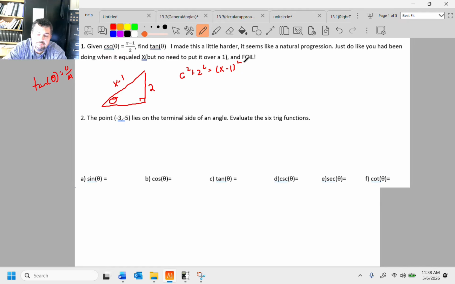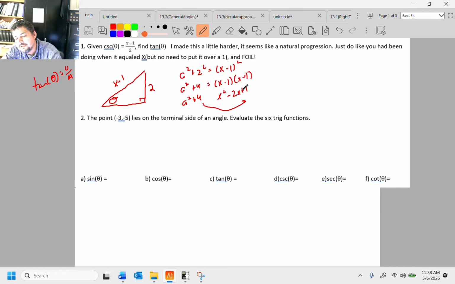And then we're just going to do some math. We're going to write this thing twice. This is 4, by the way. And let's see here. If we FOIL here or box, whatever we do, we'll have x squared minus 2x plus 1. We're going to take that 4, we're going to subtract it. So a squared is x squared minus 2x minus 3. And then the opposite of squaring would be square rooting.